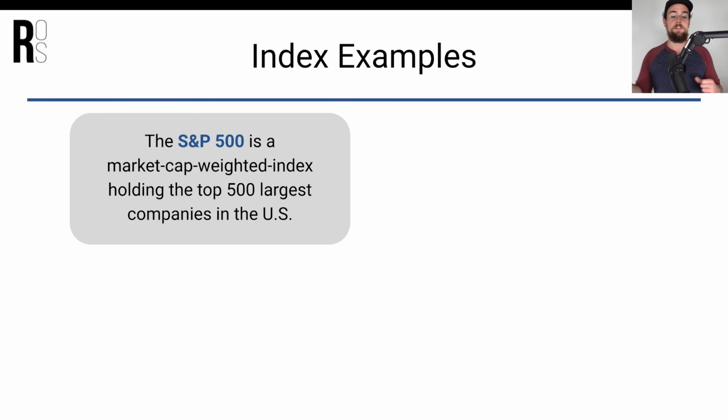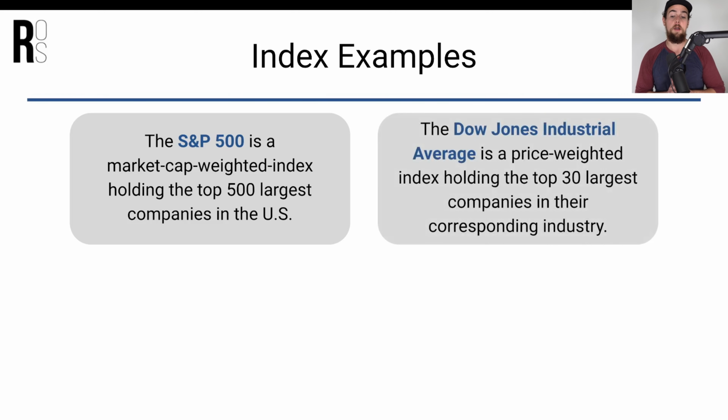So now let's cover some index fund examples, starting with the S&P 500. This is a market cap weighted index holding the top 500 largest companies in the United States that are, of course, publicly traded. Next up, another popular one is called the Dow or the Dow Jones.